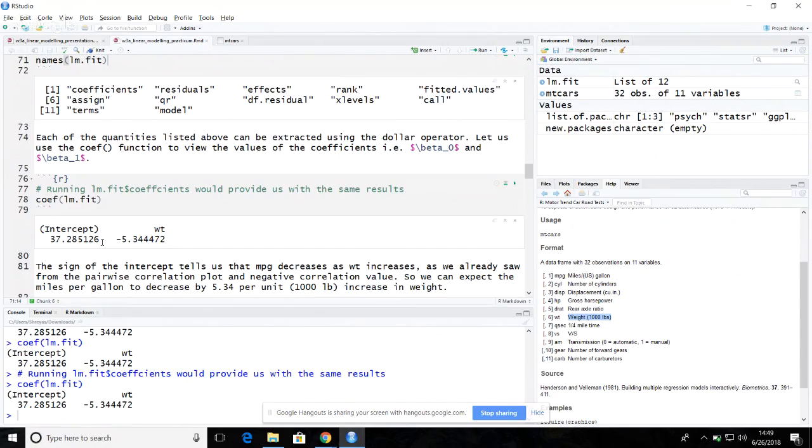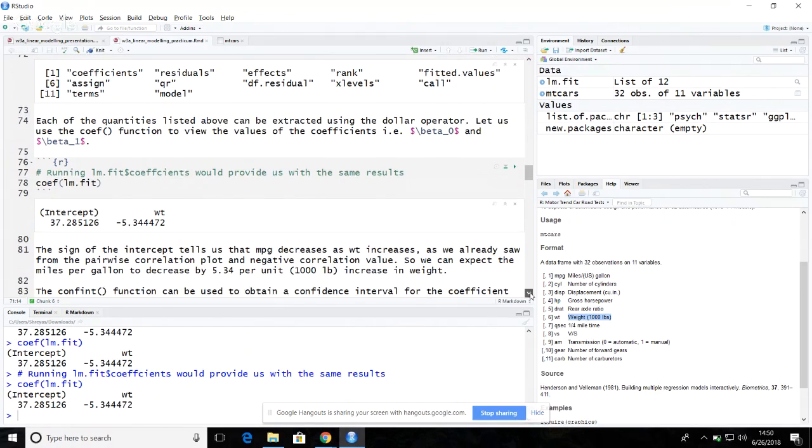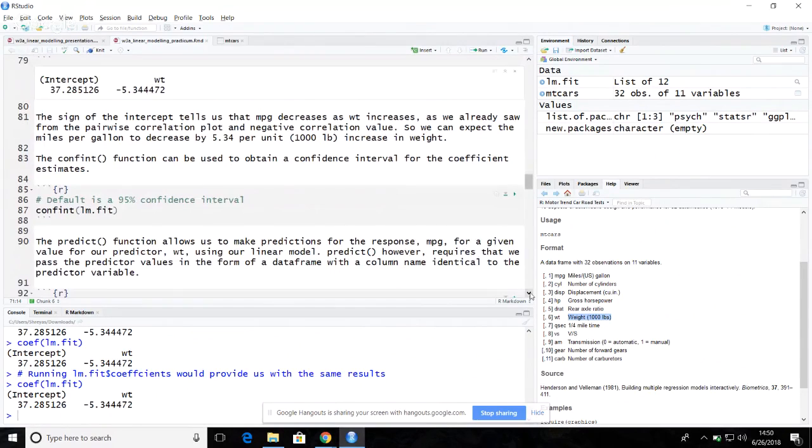And it's negative. The correlation is negative. That makes sense. The heavier the car, the lower the mileage you expect. The intercept, as we talked about, doesn't make sense in context.